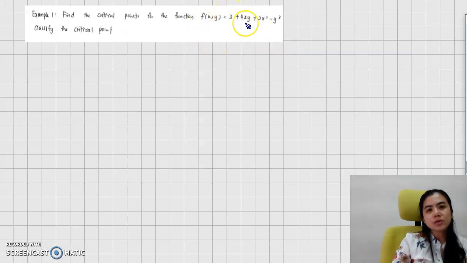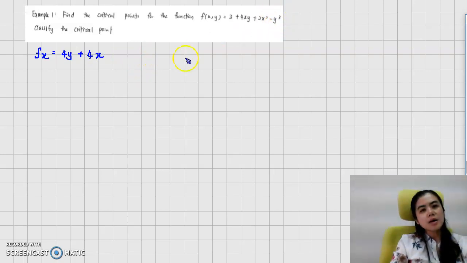So we look at this one. We're going to find fx for the first step. It means that you treat y as constant. So this term is constant, and you have a 0. Then y is constant, and you differentiate x, so you will have 4y. And you differentiate this, we have plus 4x. This is constant, so you have a 0. Okay, that is your fx.